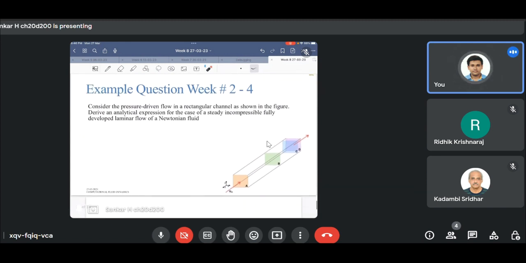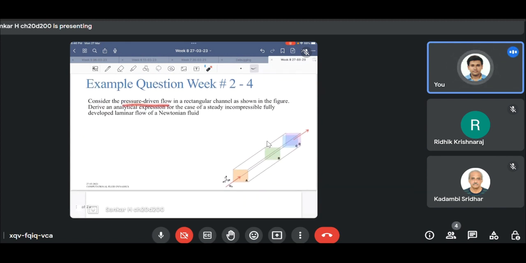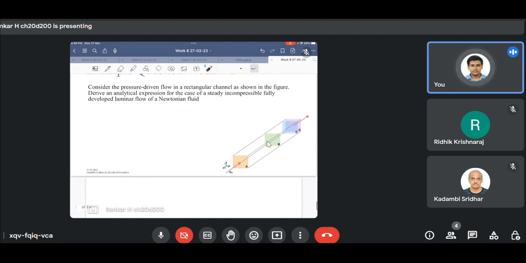Okay, let us take a quick look at the question first. Consider the pressure-driven flow in a rectangular channel as shown in the figure. Derive an analytical expression for the case of a steady, incompressible, fully developed laminar flow of a Newtonian fluid. So what we have is a rectangular channel. Let's give it some names now. Since all the derivation I have done in my work considers this as the x coordinate, this as the z coordinate, and this as the y coordinate, I'll also change the coordinates as not shown here.